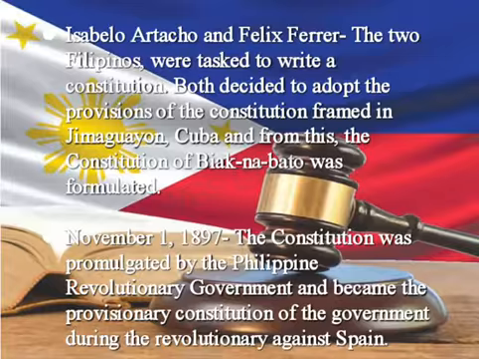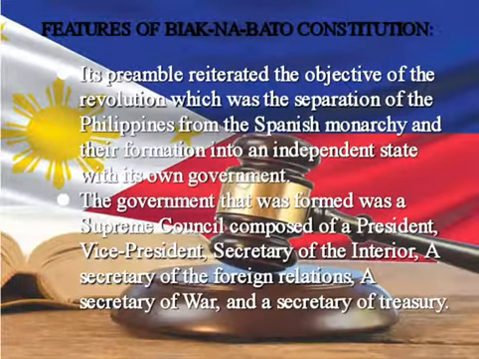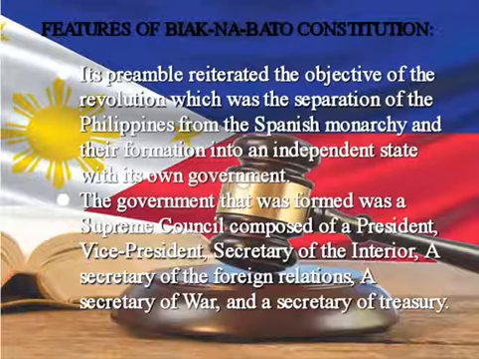Here are its features. The Biak na Bato Constitution's preamble reiterated the objective of the revolution, which was the separation of the Philippines from the Spanish monarchy and the formation into an independent state with its own government.